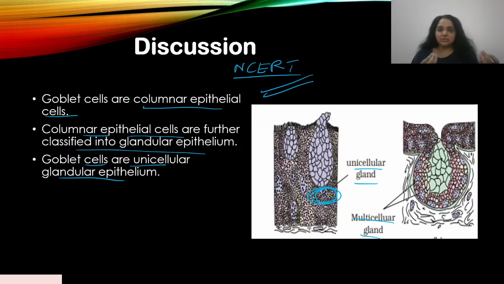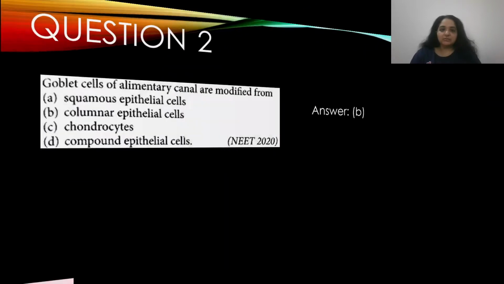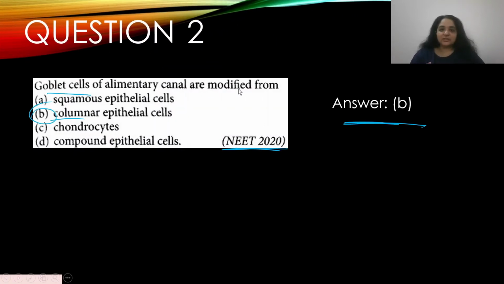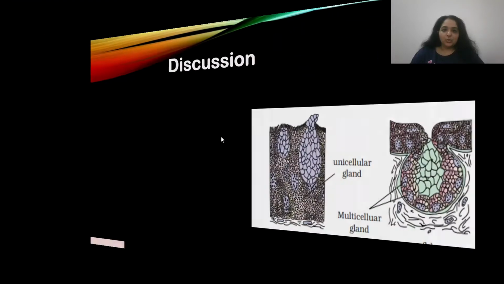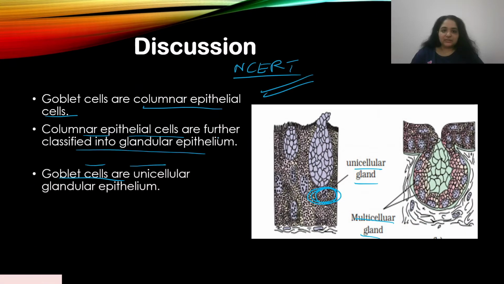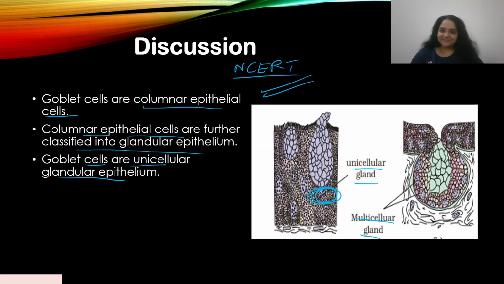Now there are certain columnar or cuboidal cells which are further modified to secrete some substances, like in the case of goblet cell, which secretes mucus, right? So they are further modified to behave like glands. So they are also called glandular epithelium. Okay, so the question over here was: goblet cells of alimentary canal are modified from columnar epithelial cells. Okay, that's the correct answer. This is also very direct, also present in NCERT. So please read. And let's move on then.